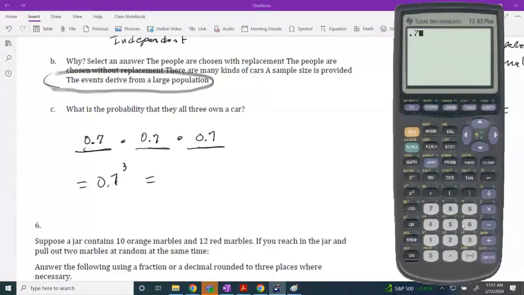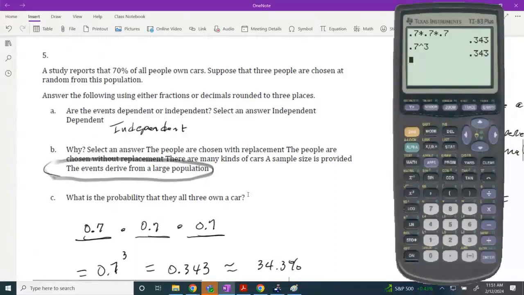right. So I can just punch in 0.7 times 0.7 times 0.7, or I could put it in as 0.7 raised to the third power, and we get 0.343, which would be 34.3%. Okay. All right. So this doesn't specifically tell us if they want a decimal or percentage. Okay, so I'm just converting both ways. All right. Any questions about that example?